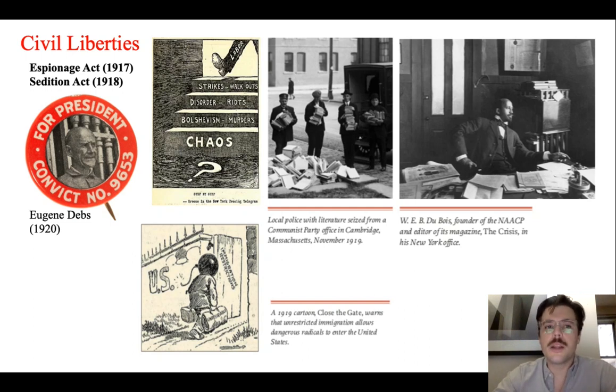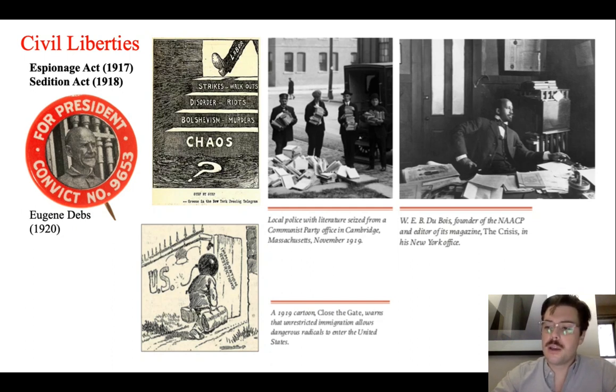Eugene Debs is an interesting case because he is jailed for leading strikes and protests during this time and is arrested, but still continues his political campaign from within prison. So here you have, in 1920, Eugene Debs for president with his convict number below. This is an example of the way in which the federal government is using its power to repress civil liberties. And the same thing with the Sedition Act.